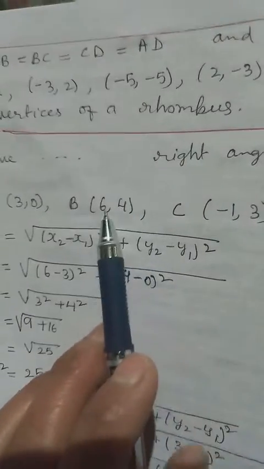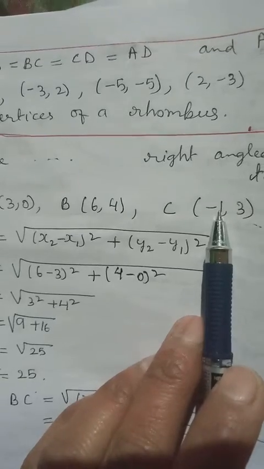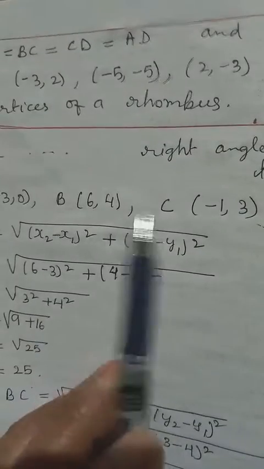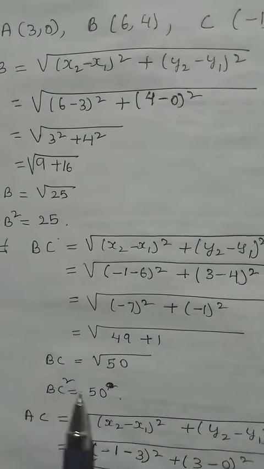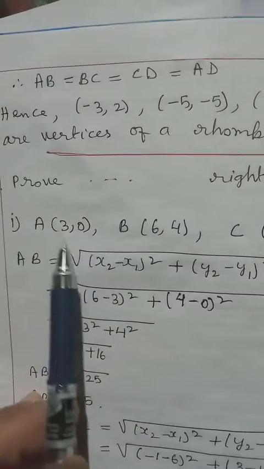Then 6 minus minus 1 will be 7. 4 minus 3 will be 1. So there also we will have 49 plus 1, which is 50. The square will be 50. Then next we have AC.